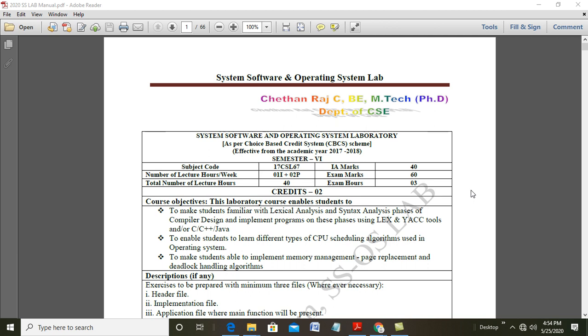Next, it makes students able to implement memory management. You can implement memory management algorithms like page replacement and deadlock handling algorithms, and for page replacement: FIFO, least recently used, and optimal. Based on the different algorithms, you will be covering all the different types of operating system applications. So this gives the basic objectives provided by this lab.